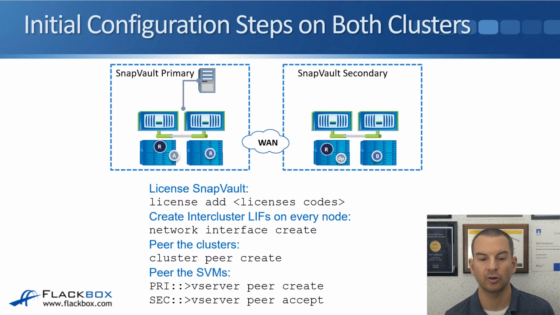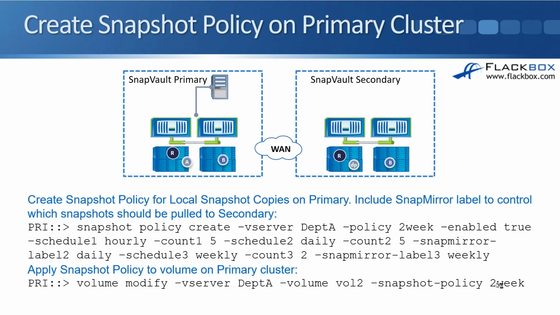So looking at the actual configuration now, it's the same initial configuration as we had for our SnapMirror DP mirrors. So first off, we have to license SnapVault. If you're using a later version of ONTAP, the SnapMirror license covers you for SnapVault as well. If you're using an old version of ONTAP, then you do require a specific SnapVault license. You then create your intercluster LIFs on every node on both clusters, peer the clusters, and peer the SVMs. I covered that in more detail earlier in this section.